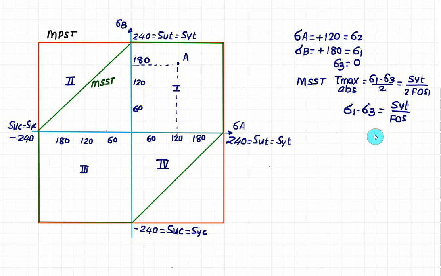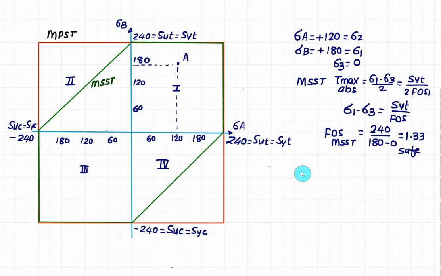So the factor of safety here for maximum shear stress theory will be equal to SYT, that is equal to 240. We have the value of sigma 1 equal to 180, the largest value, and the minimum value is 0. So we have 240 divided by 180 is 1.33, and the part is safe.